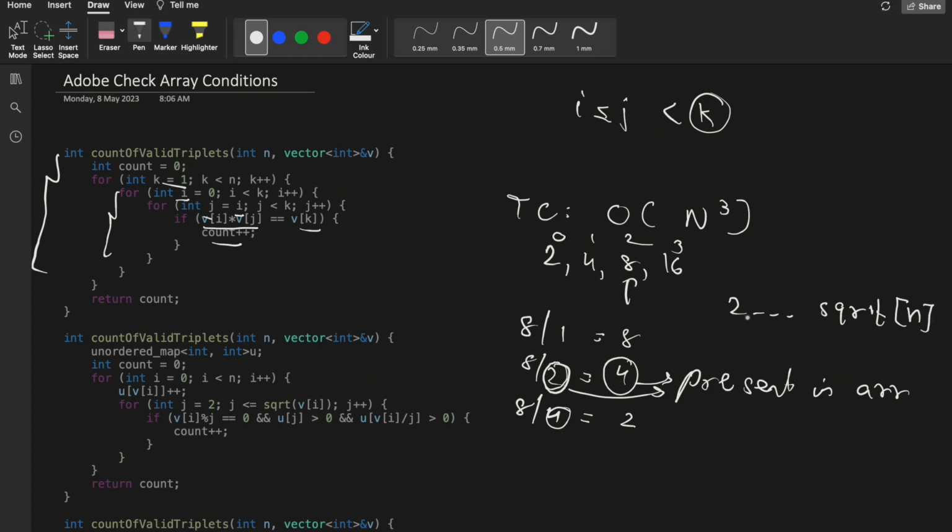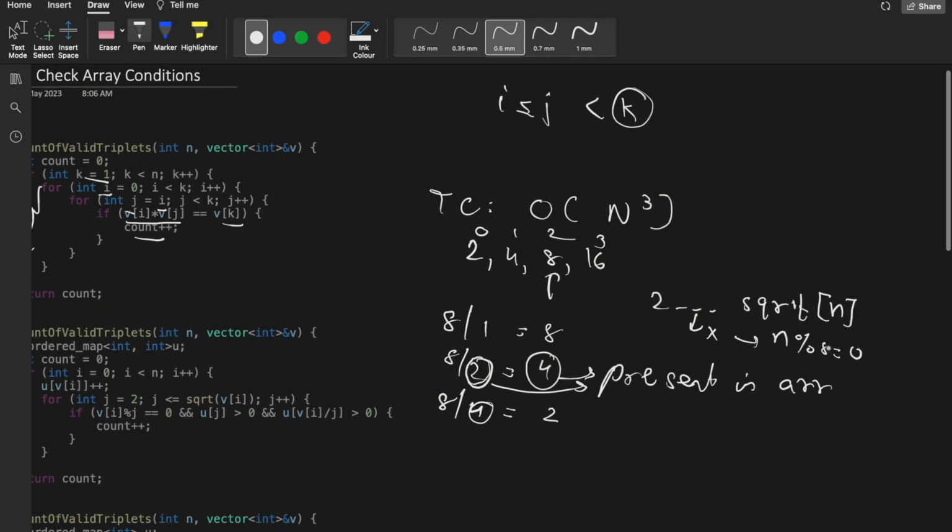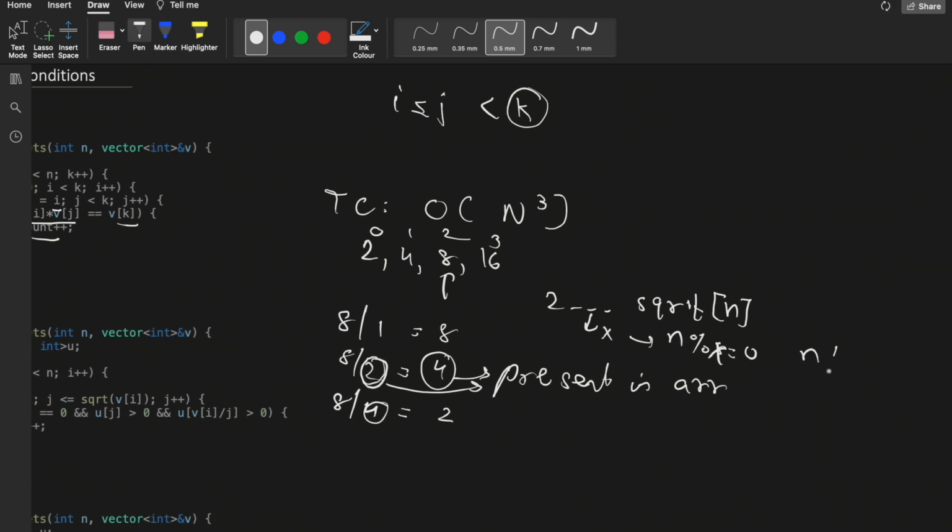We will check how many numbers can divide that number. Let's say x can divide a number n, such that n modulus x is 0. That means x can divide the number n. Also n divided by x gives a result y, and our array contains both x and y. Thus we can say n is nothing but x into y, x multiplied by y, and x and y both are present. So this is a valid triplet.